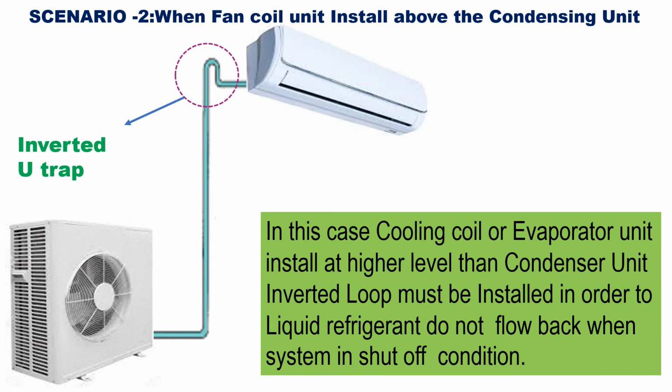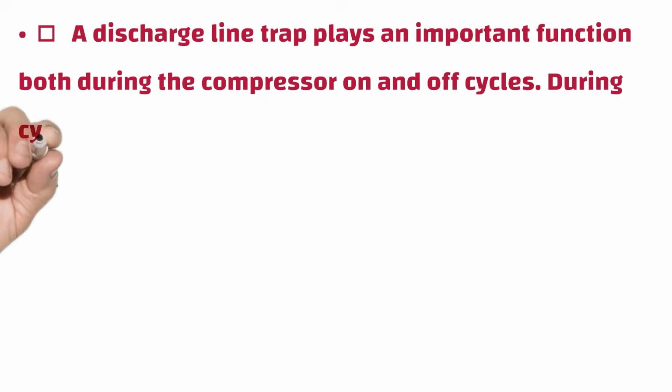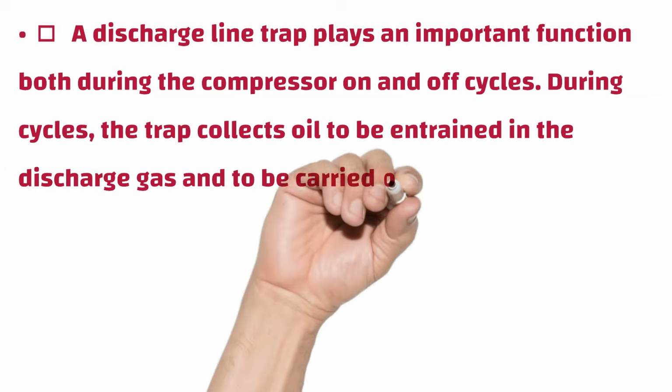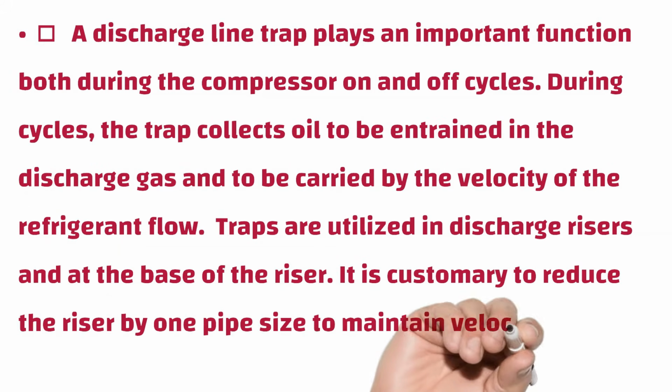A discharge line trap plays an important function, both during the compressor on and off cycles. During on cycles, the trap collects oil to be entrained in the discharge gas and to be carried by the velocity of the refrigerant flow. Traps are utilized in discharge risers and at the base of the riser. It is customary to reduce the riser by one pipe size to maintain velocities over 1,000 feet per minute.